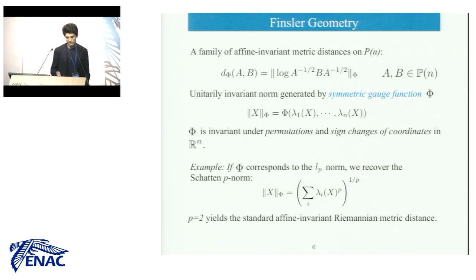So essentially, as long as phi is invariant under permutations and sign changes of coordinates, then that generates this unitarily invariant norm on the eigenvalues, and the log there also introduces the nonlinearity in the metric. As an example, if we take phi to be the gauge function corresponding to the LP norm, then we recover the Schatten P norms at the identity, and then we can extend that to the metrics on top. And P equal to 2 just yields the standard affine invariant Riemannian metric that we've seen a few times.